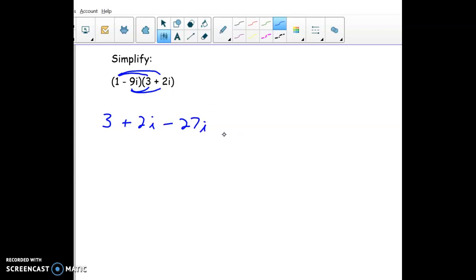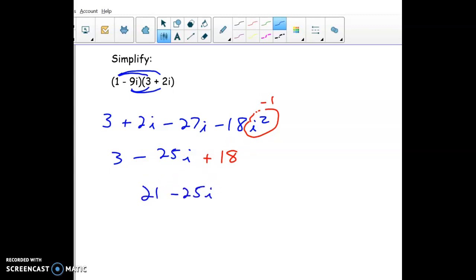And then negative 9i times 2i would be negative 18, and then i squared. All right, now we just got to clean stuff up. So the middle two will become negative 25i. If you combine those, positive 2, negative 27. And then i squared is negative 1. So this right here is a negative 1. So we have negative 18 times negative 1, so we're going to get a plus 18 there. And then 3 plus 18 is 21. So you have 21 minus 25i as our final answer to that one.